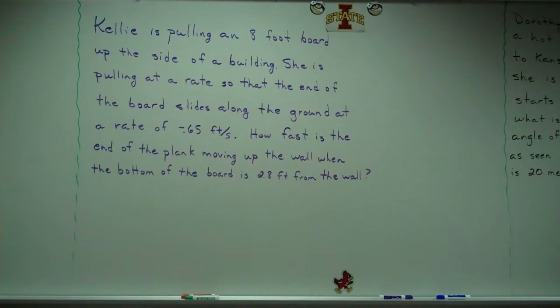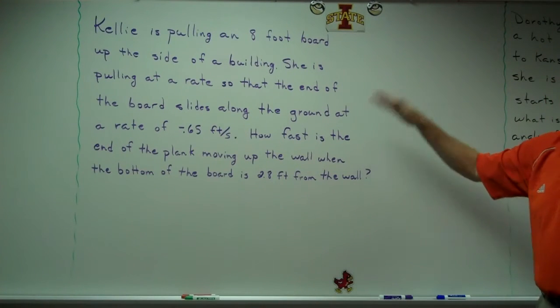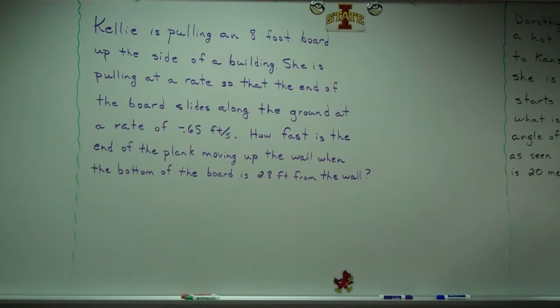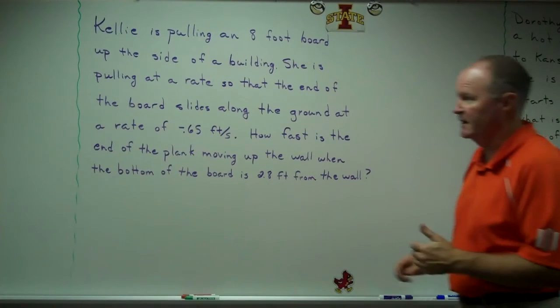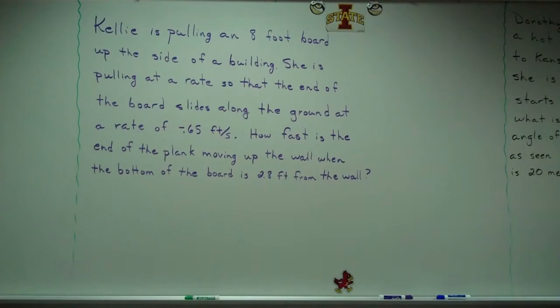The second one is your Pythagorean problem. It does have a picture there for you, but you should be able to draw this without the picture, just in case you have to somewhere. So if I look at this, Kellie's pulling an 8-foot board up the side of a building. She's pulling at a rate so that the end of the board slides along the ground at a rate of 0.65 feet per second. How fast is the end of the plank moving up the wall when the bottom of the board is 2.8 feet from the wall?